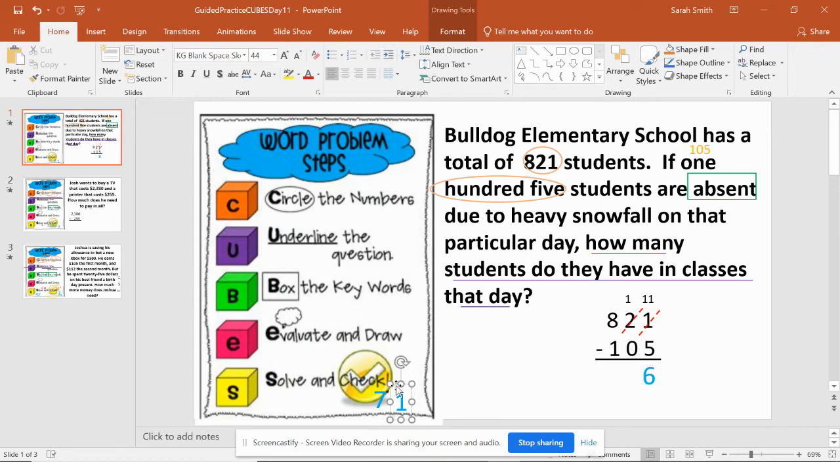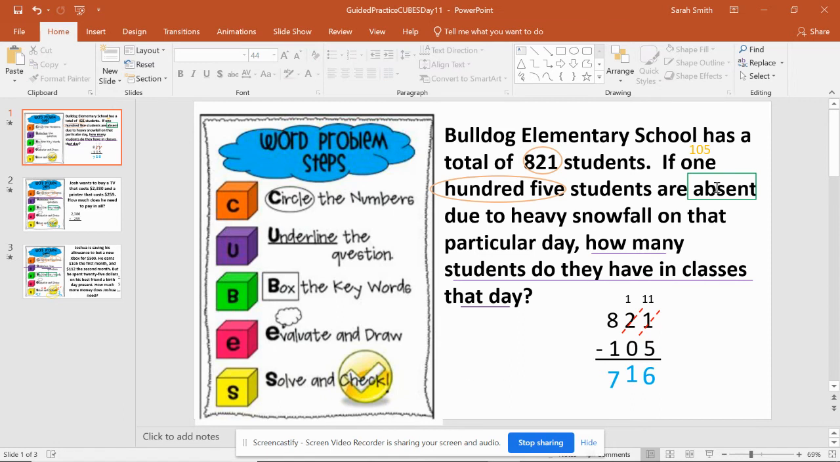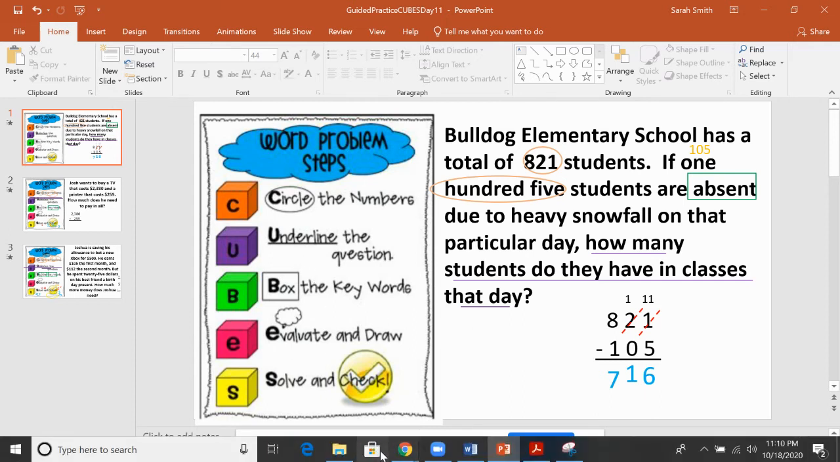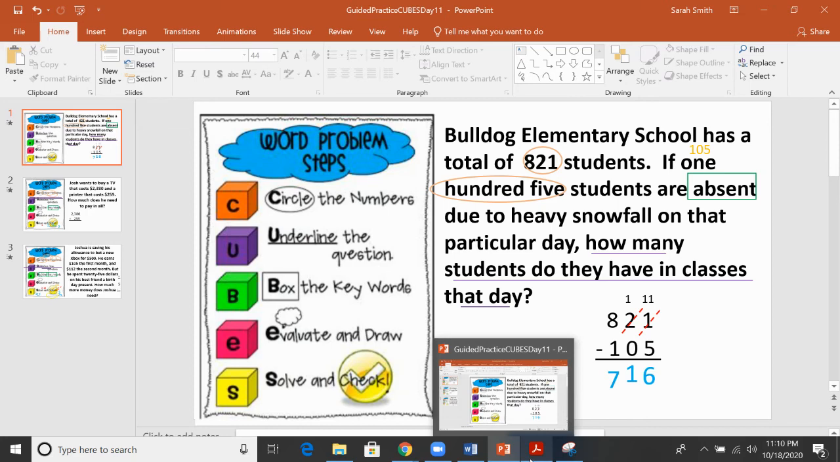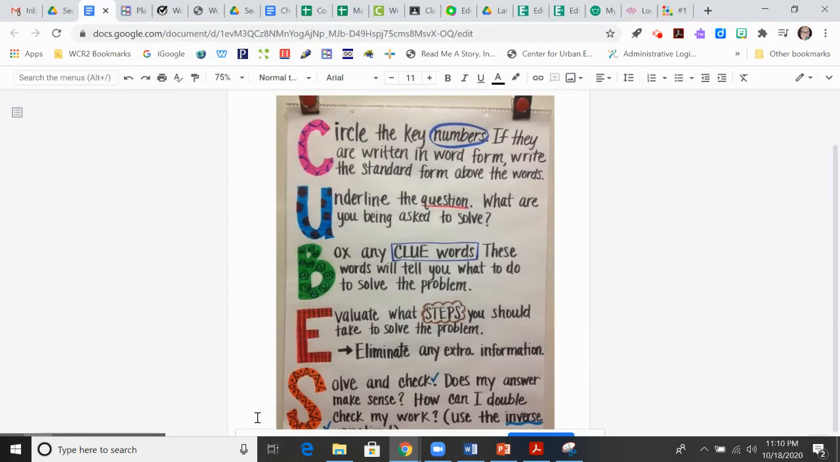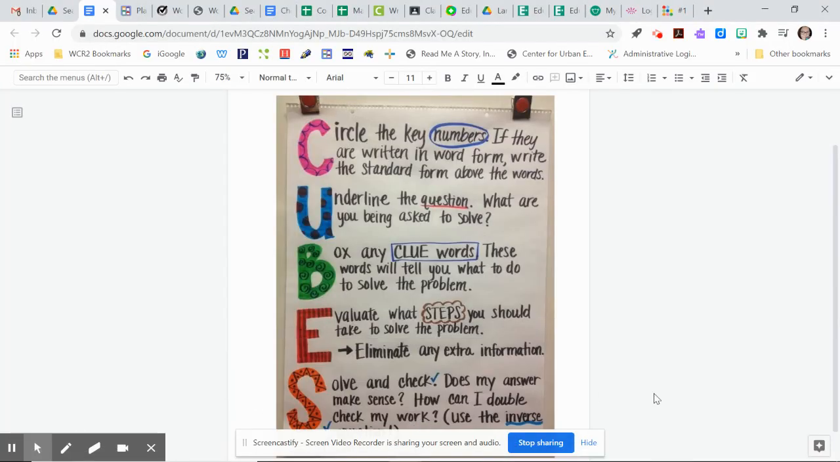This could easily be done on a piece of paper. I'm just modeling, like I said, for you guys how to break it down using the C.U.B.E.S method. Okay, and pretty easy. This one wasn't really multi-step. You didn't have to do more than one thing, which makes it a little easier. So definitely continue using this strategy of circling, underlining, boxing, thinking about how you are going to solve the problem, and then actually solving it using that method every time.